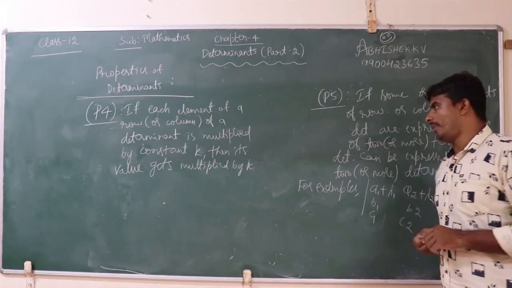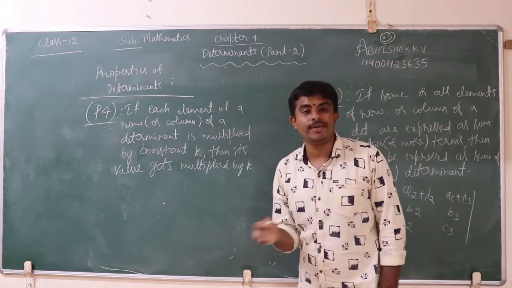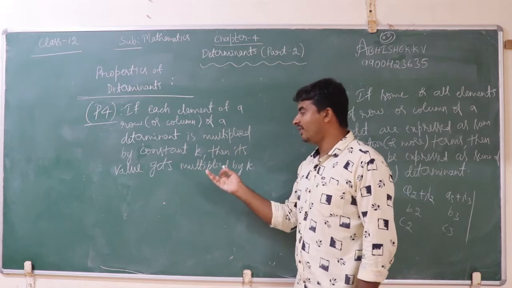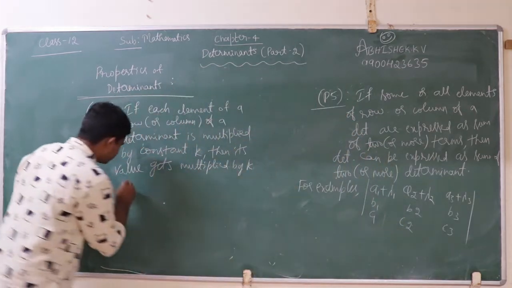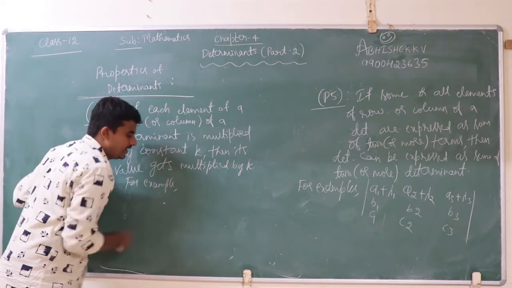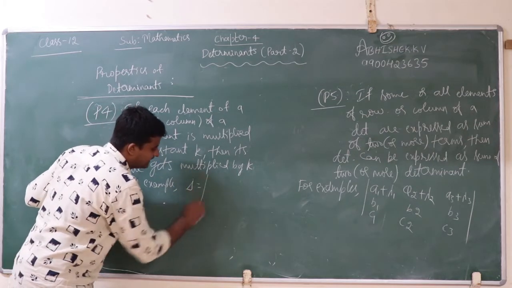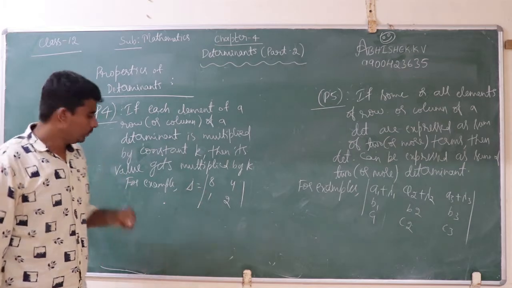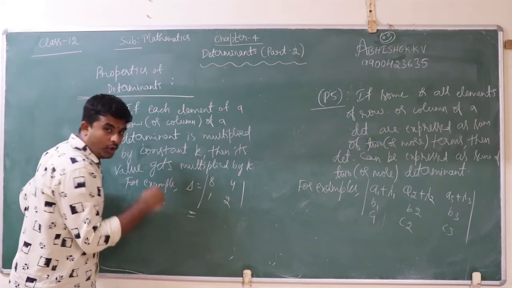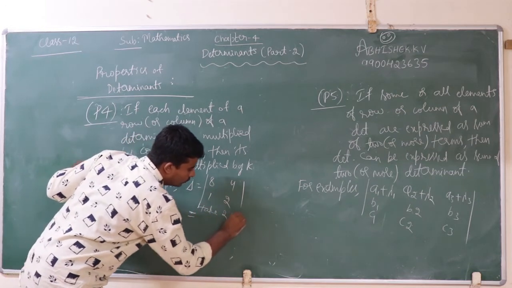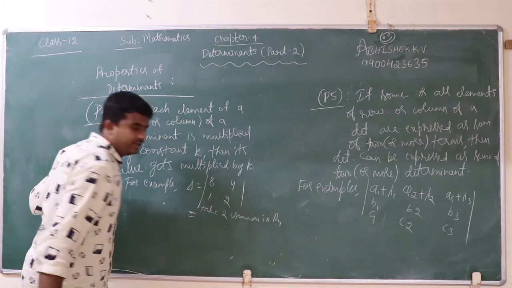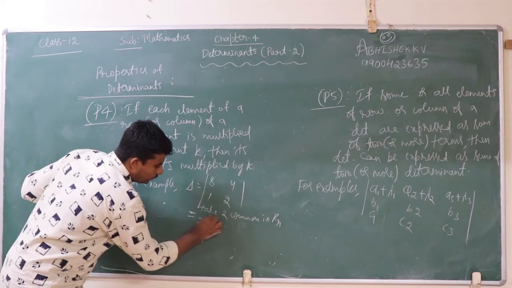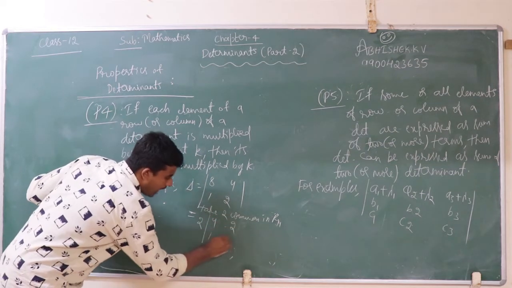Yes, let us move on to the last two properties of determinant. Property 4 says if each element of a row or a column of a determinant is multiplied by a constant, say k, then the value gets multiplied by k. For example, see, if you have the delta, that is determinant, equal to 8 4 1 2, and if I am going to take 2 common in R1, then 2 4s are 8, 2 2s are 4, R2 remains same.